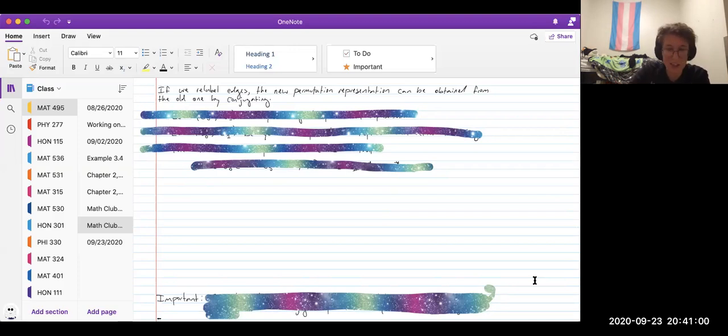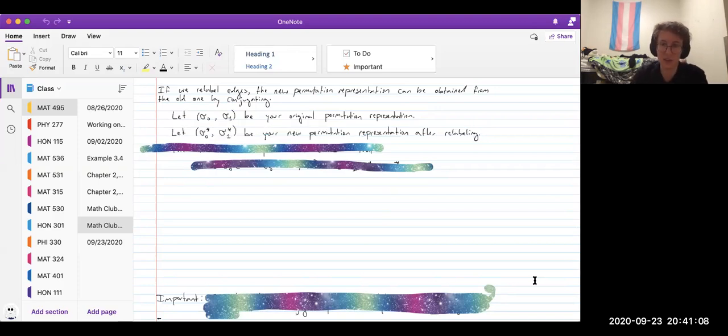So what conjugating means is, if sigma 0, sigma 1 is your original permutation representation, and then you relabel the edges, your new permutation representation is sigma 0 star and sigma 1 star.